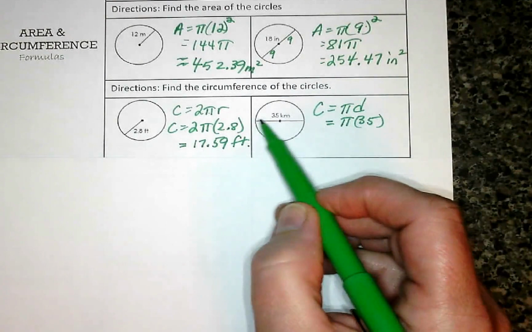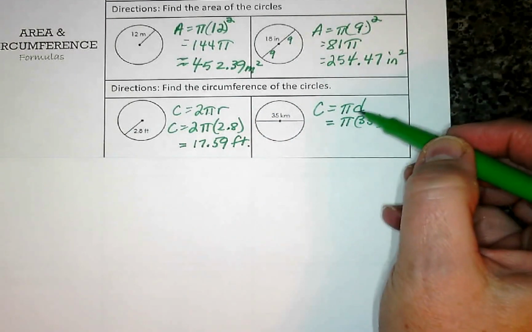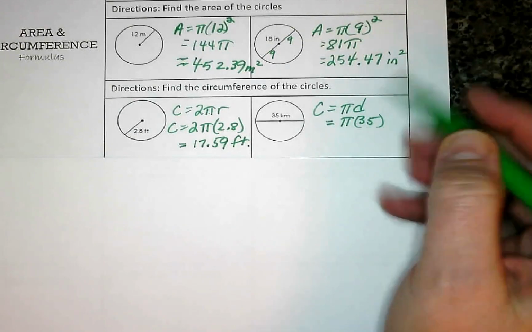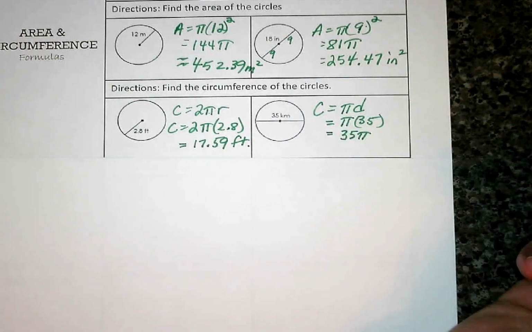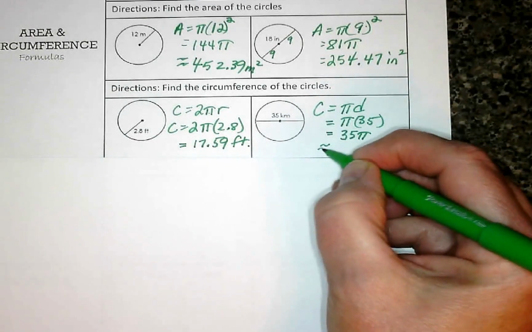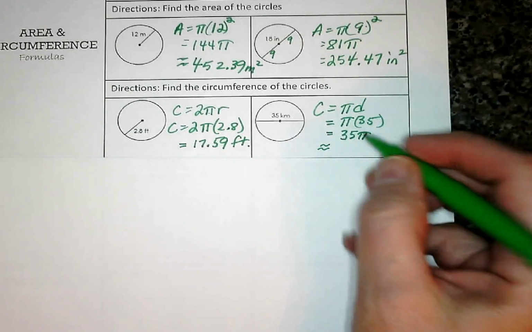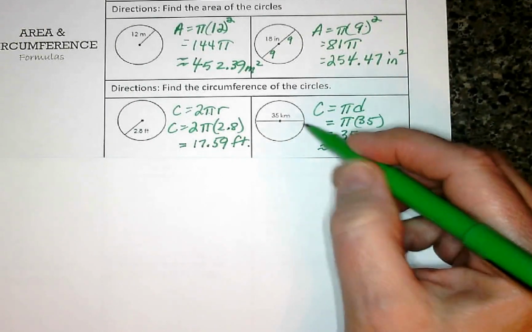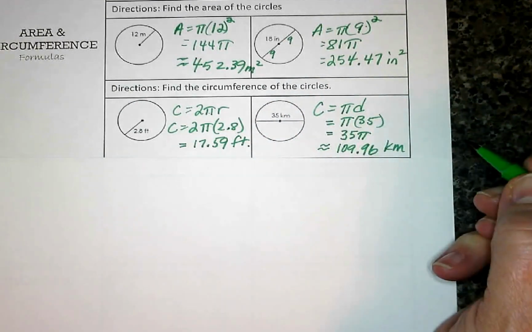In this problem, I'm given the diameter is 35, so I'm going to use the other circumference formula, pi d. So I need basically 35 times pi. Now, if I wanted it exact, I would just write 35 pi and I'd be done. If I want an approximation or I want to multiply it out, I got to go 35 times pi and I get 109.96. This is walking around the circle, so that's kilometers.